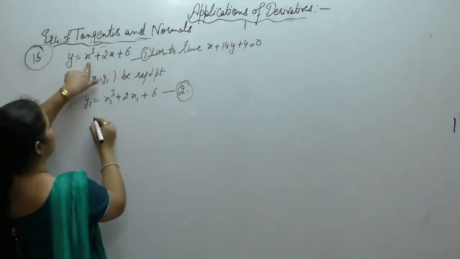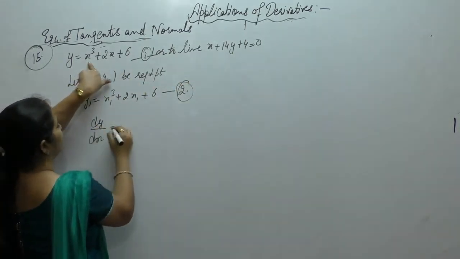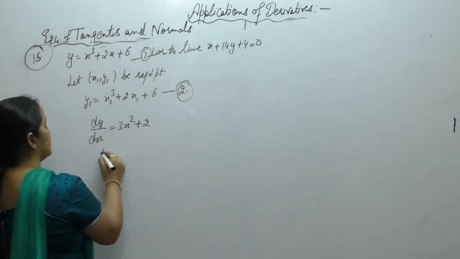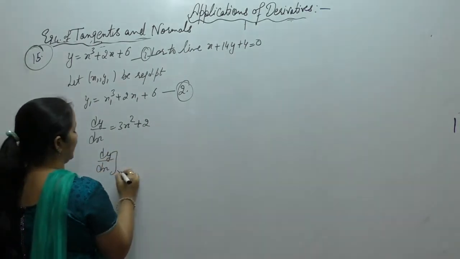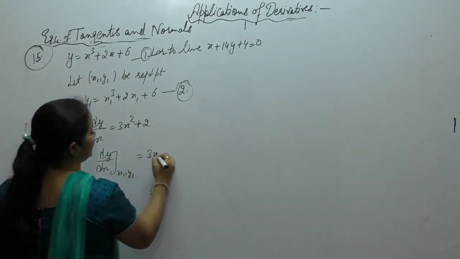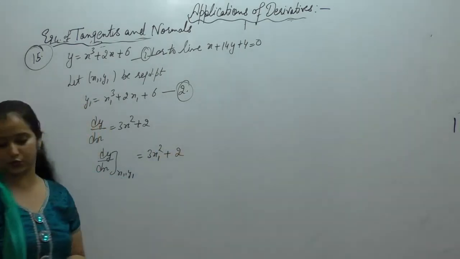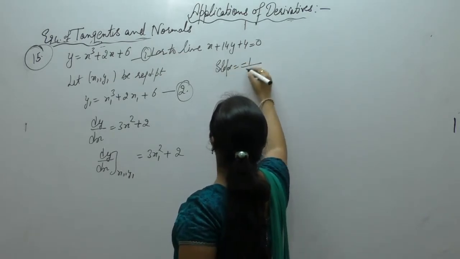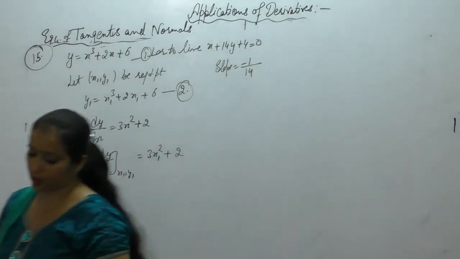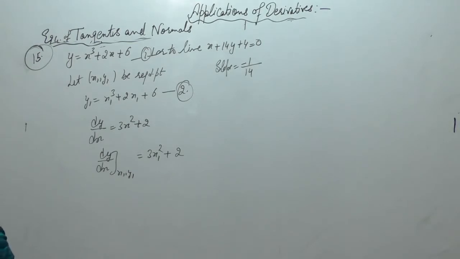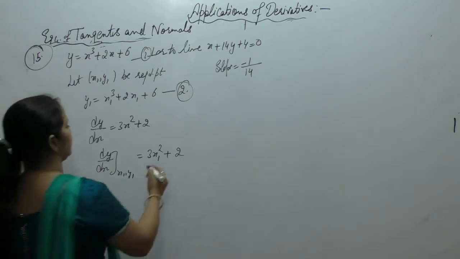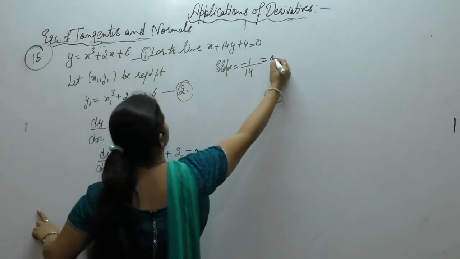Now differentiate 1 with respect to x. Derivative of x cube, derivative of 2x, and the constant term is 0. Now the slope of tangent at point (x1, y1) is 3x1 square plus 2. Now the slope of the line is minus coefficient of x upon coefficient of y. Now it is given that these are perpendicular, therefore the product of their slopes will be minus 1. Let this be m1, this be m2.